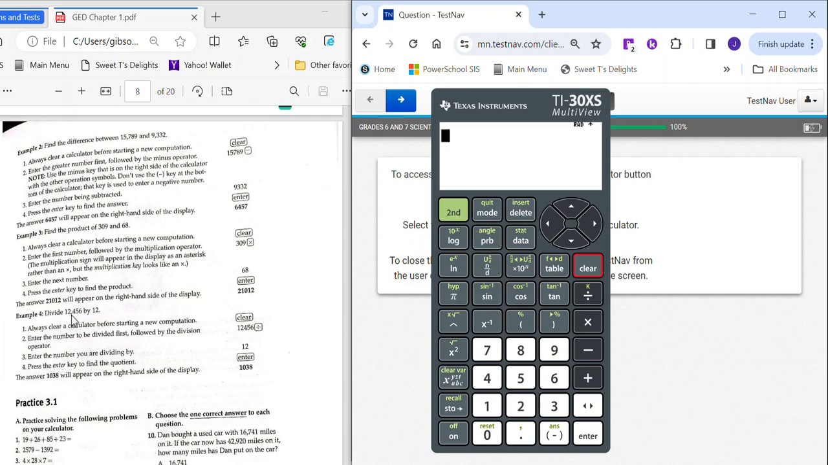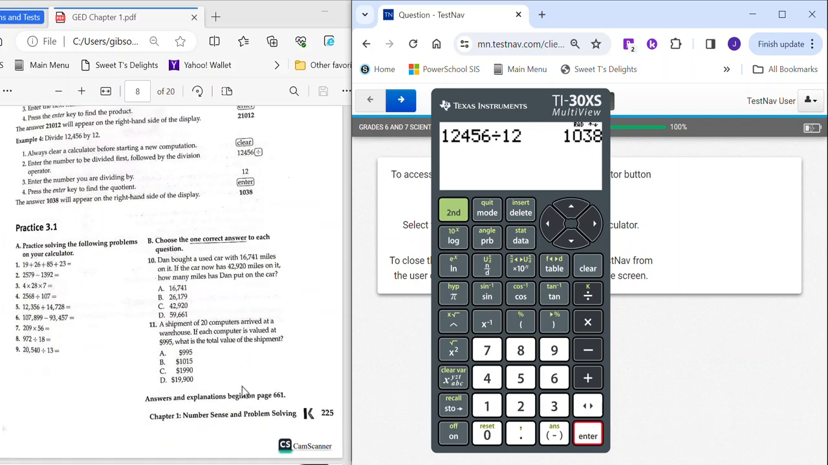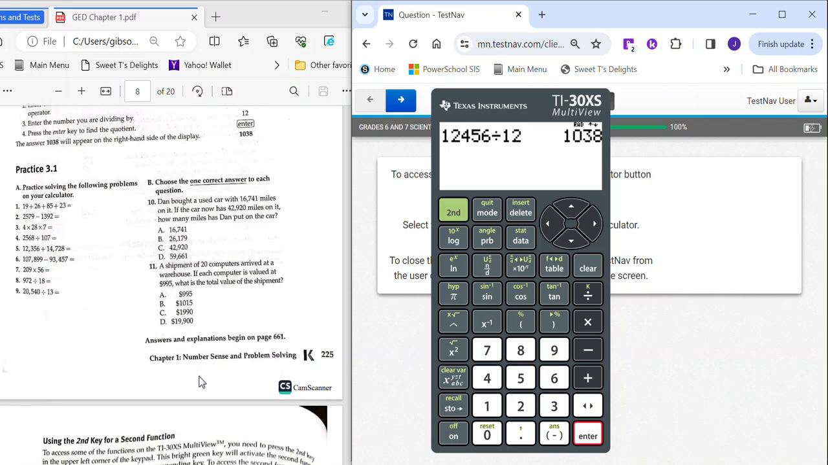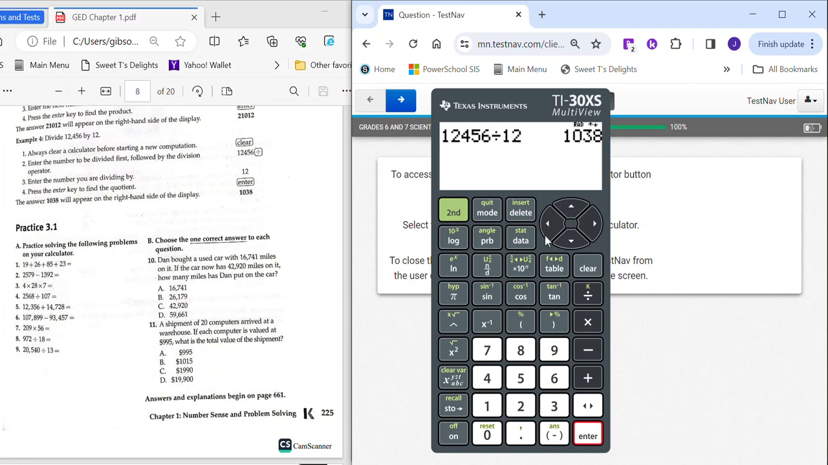It says divide 12,456 by 12. So you do 12,456 divided by 12 and press enter. And that gives you 1,038. Now we come down here to these 11 problems. We'll clear this out and we'll go through each one of them step by step.